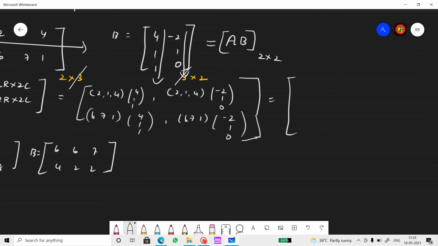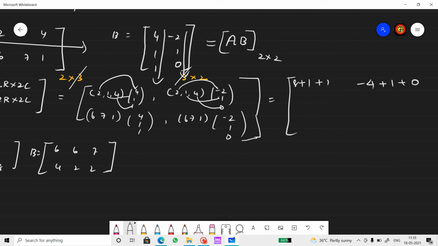So I said first row. So 2 into 4, 8. 1 into 1, plus 1. 4 into 1, plus 1. Then 2 into minus 2, minus 4. 1 into 1, 1. 4 into 0, 0.